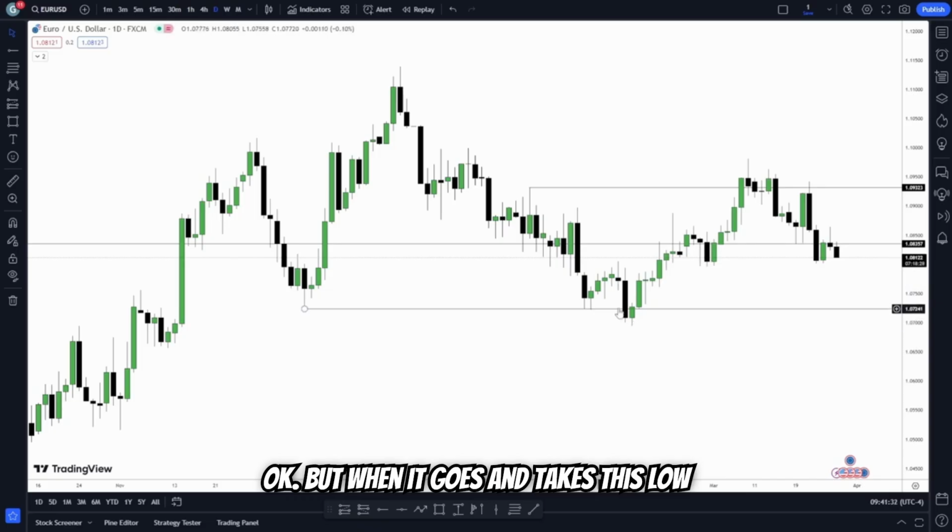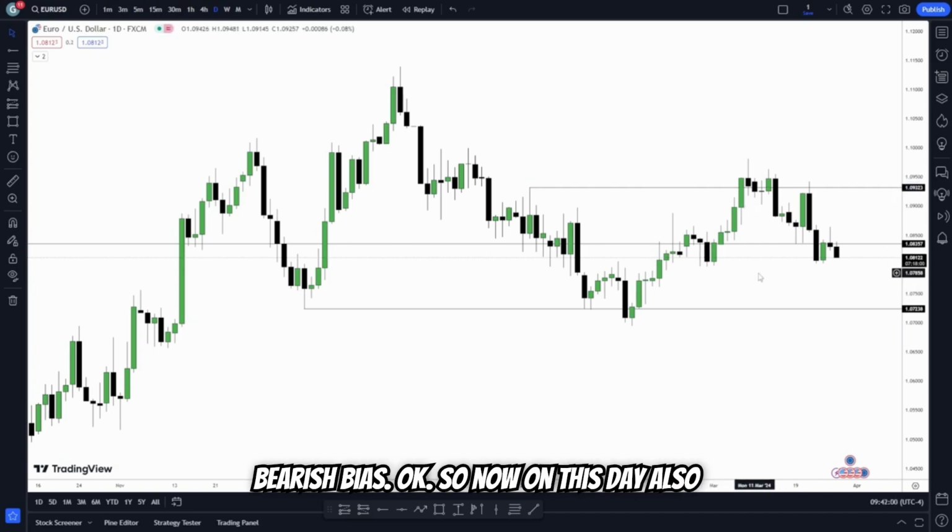But when it goes and takes this low, we know that this was making relative equal lows, and it went down, took all the stop losses, and made a fool of the people who were thinking that the market would fall down from here. They thought that this is a breakout. No, it's not a breakout, it's a stop loss hunt right over here. So from this day I'm bullish, and when the market goes and hits this high, okay, then I will switch from bullish bias to what? Bearish bias, okay.